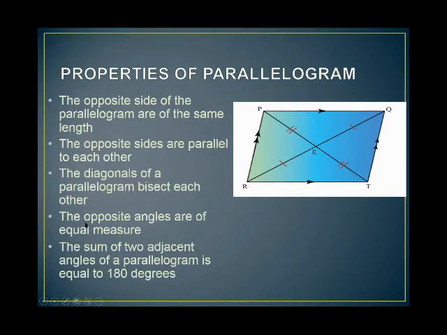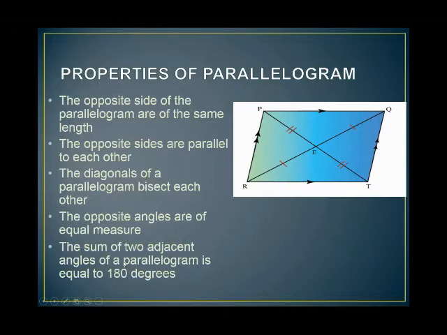Okay. The opposite angles are of equal measure. So what are the opposite angles? If we consider angle P, angle P is opposite to angle T and angle Q is opposite to angle R. So these are the opposite angles and opposite angles are equal in measure. This means they are congruent, or equal.